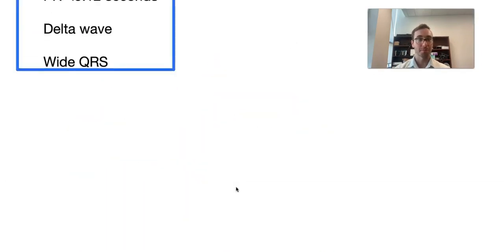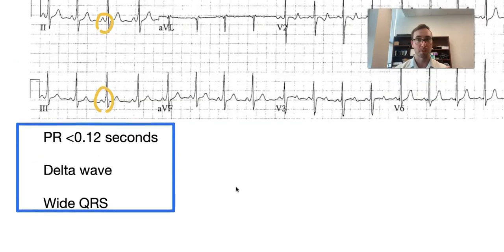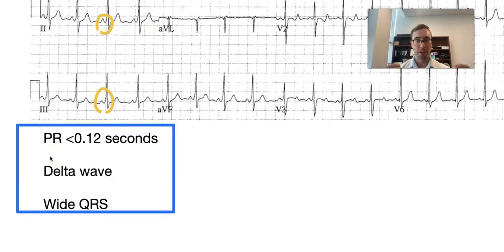So this is why the typical patterns for Wolff-Parkinson-White syndrome, there's some variations to it that go beyond the scope of this short video, but normally you have a shortened PR interval and this delta wave, which is this upslope of the QRS segment.